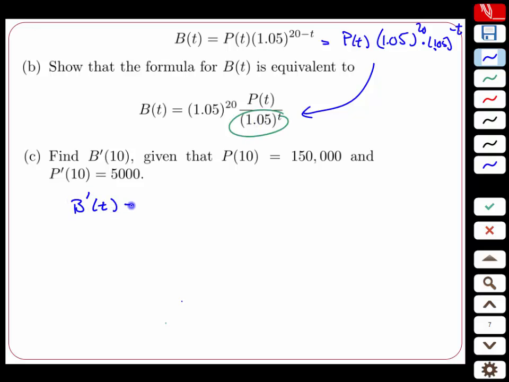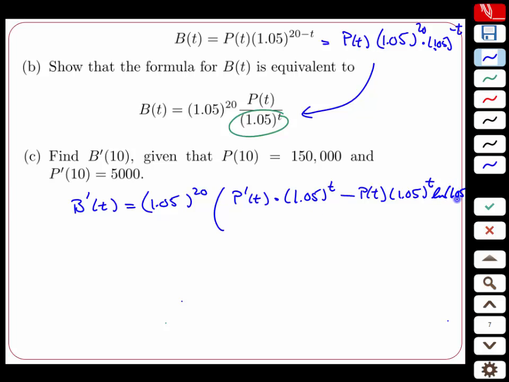If we want b prime of t, notice that this factor out here is just a constant. It's 1.05 to the power 20. Then here we have two factors with t in it, and they're in a ratio, so a quotient. So we're going to have to take the derivative of the top times the bottom minus the top times the derivative of the bottom, which is an exponential with a base 1.05. So we get the same exponential back times the ln of 1.05, all of that over the bottom all squared. And that would be our derivative calculation, and then we're given enough information.